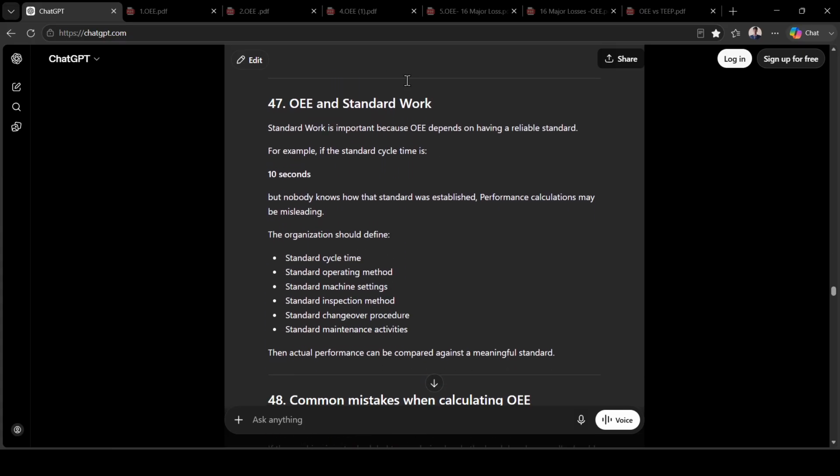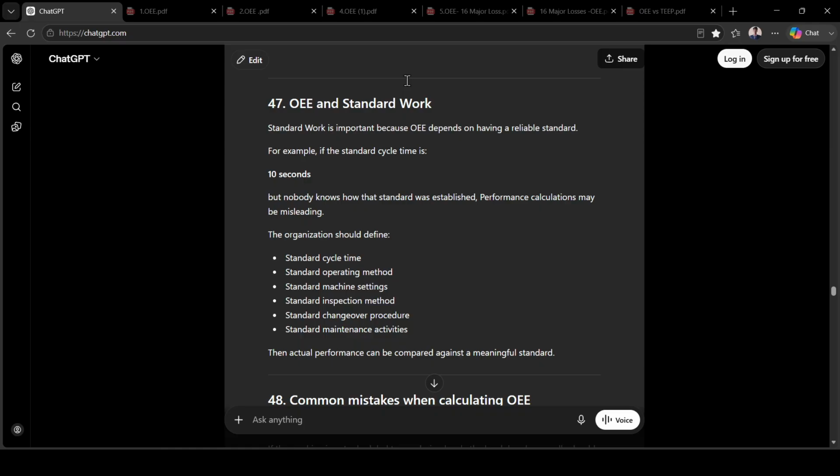So, OE and standard work. Standard work is important because OE depends on having a reliable standard. For example, if the standard cycle time is 10 seconds, but nobody knows how the standard was established, performance calculation may be misleading.